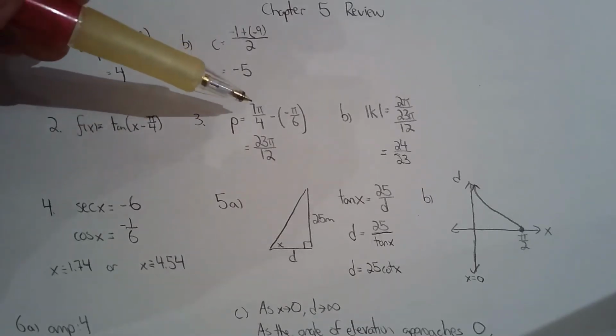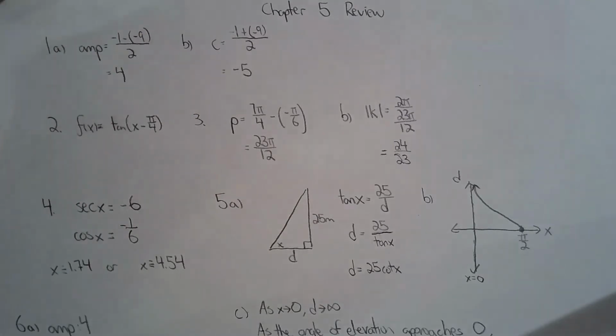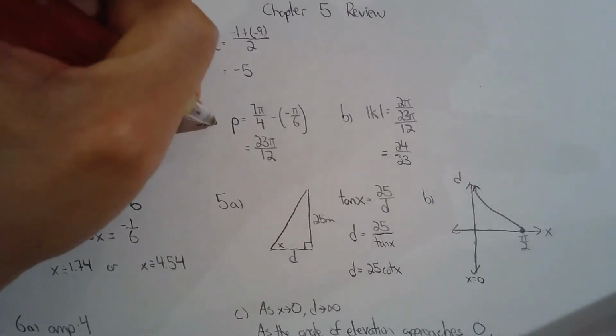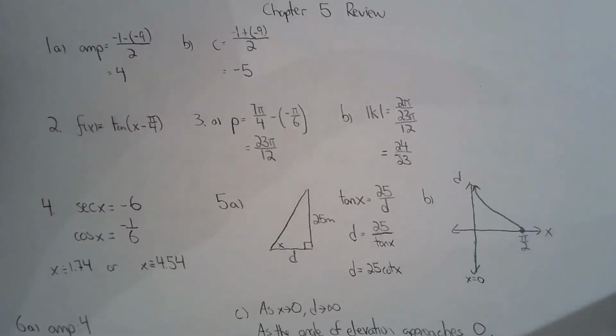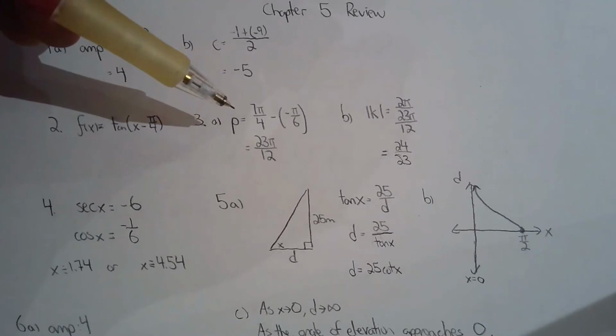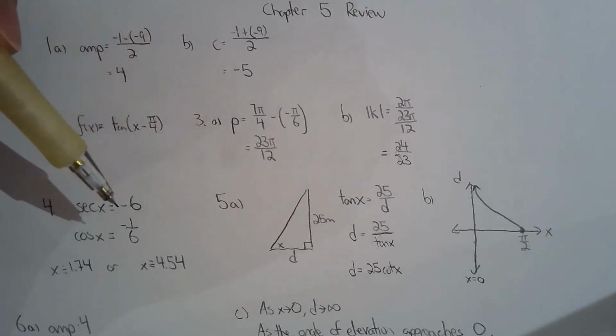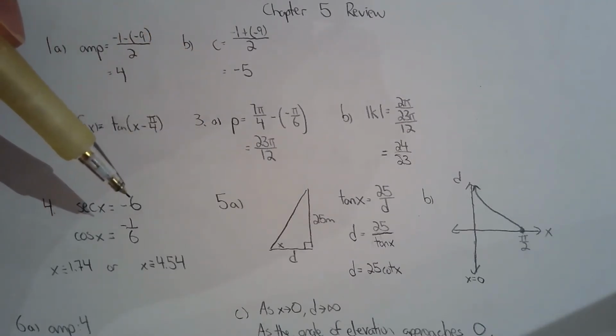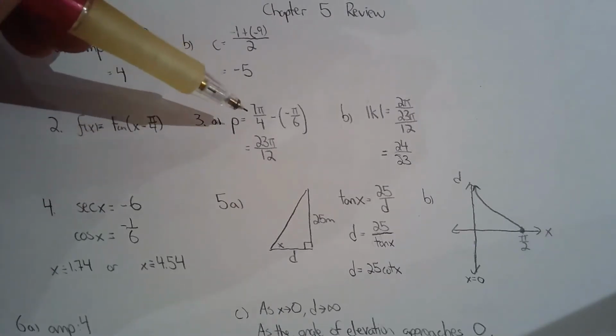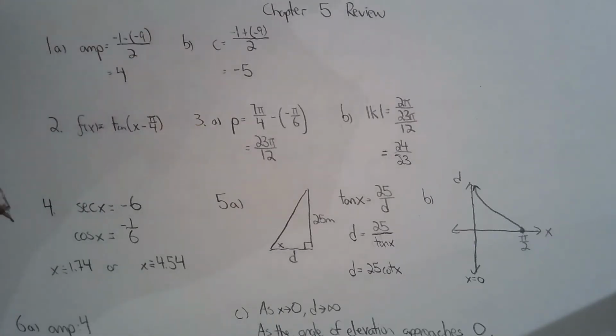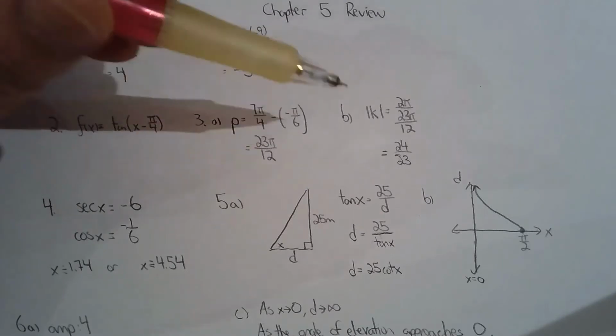For number 3a, they gave us basically the beginning of the period and the end of the period, or the beginning of the cycle and the end of the cycle. So using those two values, you can determine the period, the horizontal length of one cycle. So subtract and you find 23 pi over 12. And with the period, you can solve for the k value.